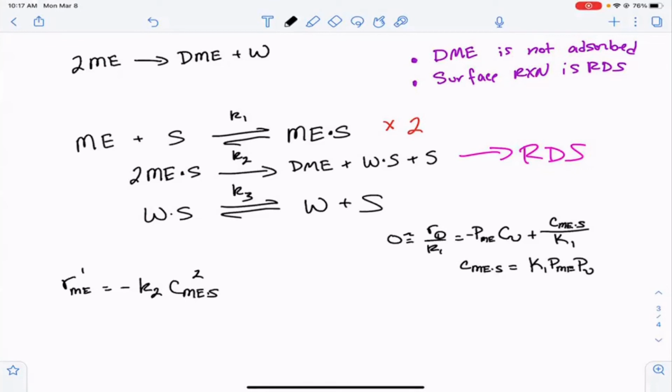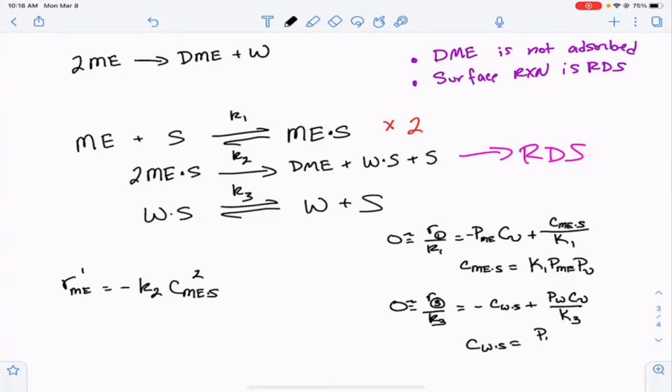We also know later we're going to have to do a site balance, and we know that W is going to be on the surface as well, and that it's going to come from reaction 3. So I'm going to do this ahead of time, even though we don't necessarily need it right at the second. That is just equal to the concentration of W on the surface plus the pressure of W times the concentration of vacant sites divided by the reaction rate constant. And so CW on the surface is just PW times CV over K3.